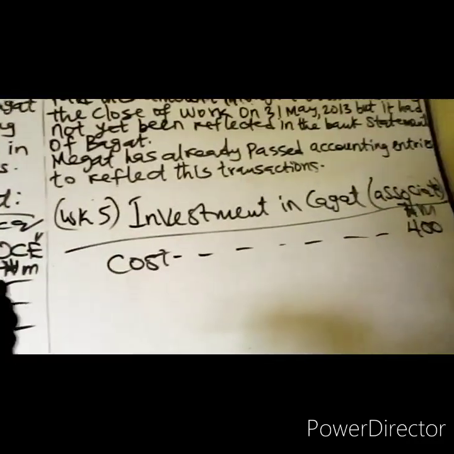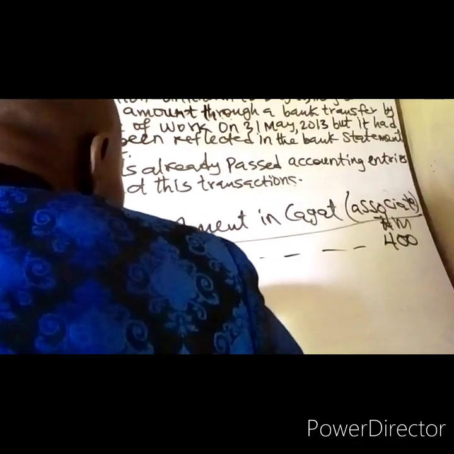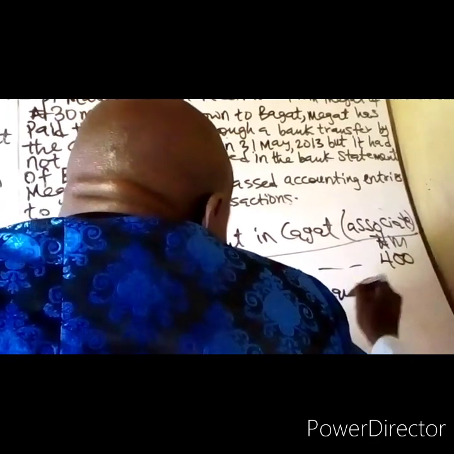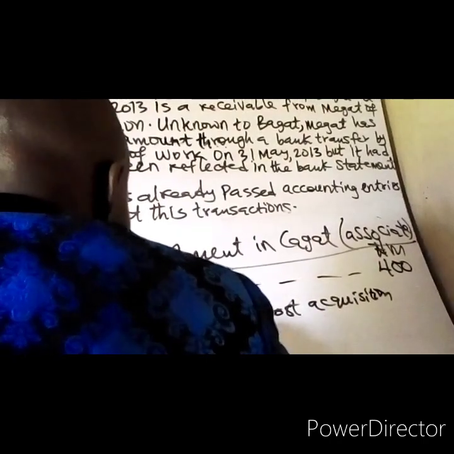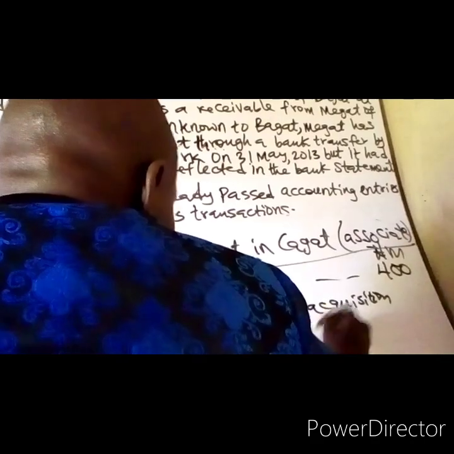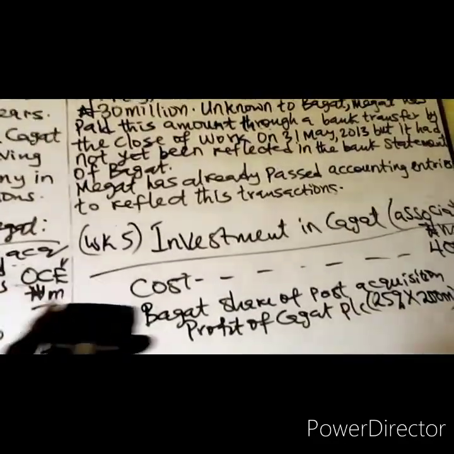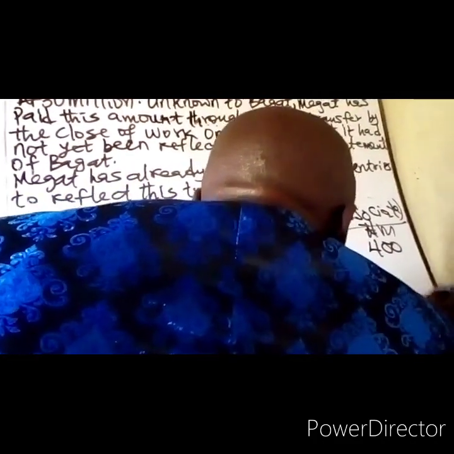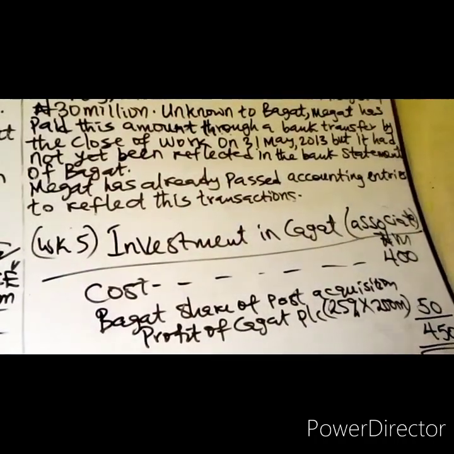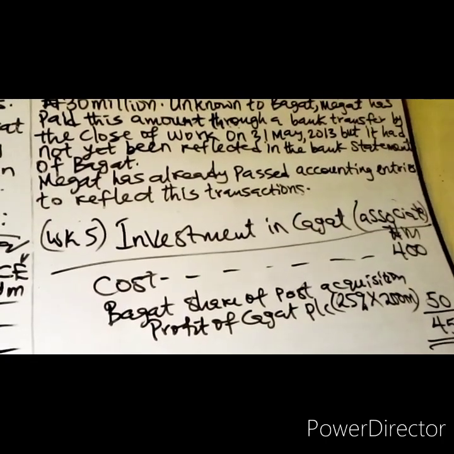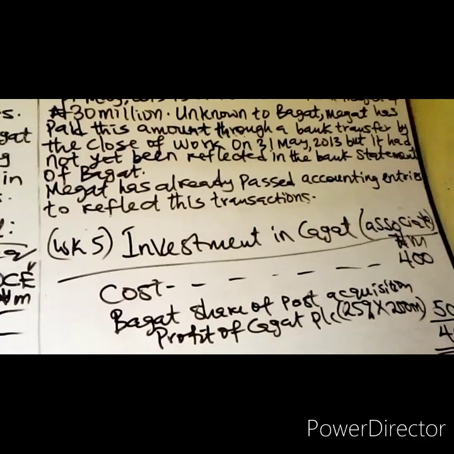So we now have Bagat's share of post-acquisition profit of Kagat PLC. What Bagat acquired in Kagat is 25%. So you are going to have 25% of the post-acquisition profit of 200 million. You calculate 25% of 200 million, and that will give us 50 million. If you add that 50 million to 400 million, you have 450 million. That is the investment in associates that will appear in Bagat Group Consolidated Statement of Financial Position.